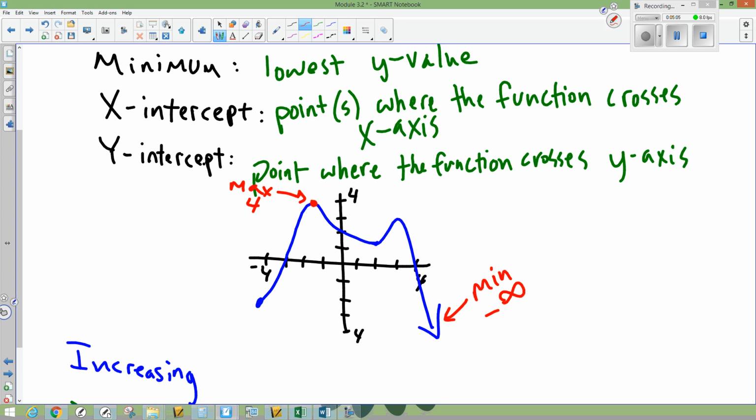We can also probably pretty quickly identify x-intercepts and y-intercepts here. So our x-intercepts, I have two of them. I have an x-intercept right here. That looks to be -3. And then an x-intercept over here of 4. Okay, just those points where it's crossing the x-axis. My y-intercept looks to be right here. So we have a y-intercept of 2, right? Because it's up 2 on the y-axis.